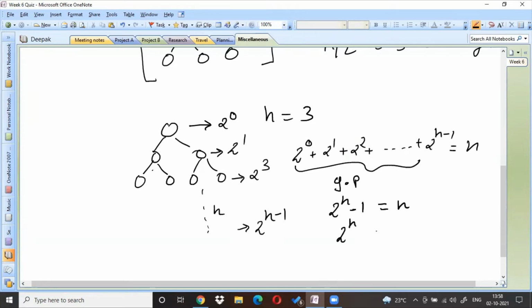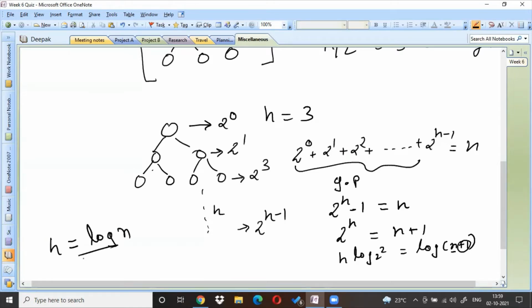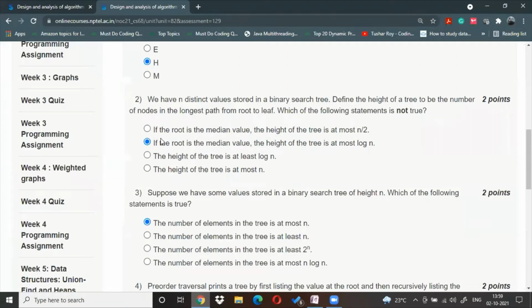If we solve it further, 2 raised to the power h equals n plus 1, so h would become log of n plus 1. If we consider n to be a very large value, the plus 1 could be neglected. So in turn, we can say that h would be nothing but equal to log n. Hence, the height can be equal to log n, and hence the third option is also true. So the third option says that the height of the tree is at least log n. So yes, at least it can be log n. This is possible. We have already seen.